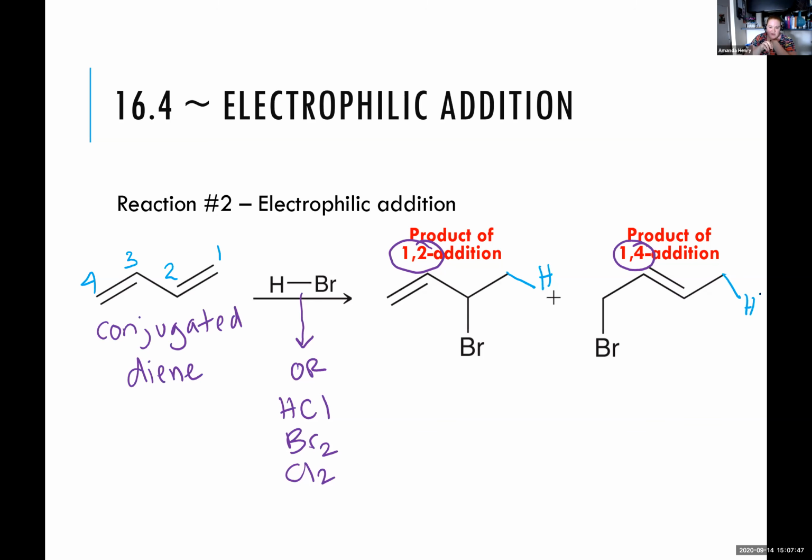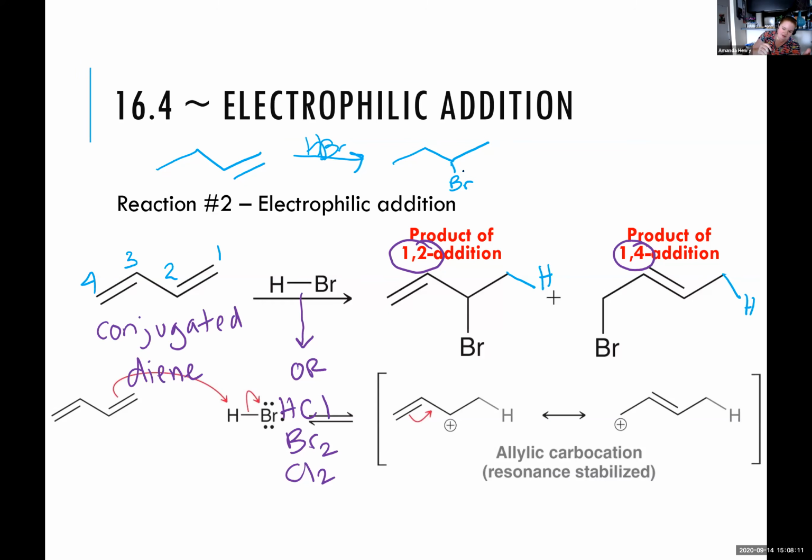So let's talk about why we get both products. The 1,2 product is the same as what we've seen before. If we react that with HBr, and I think this was the very first reaction we learned in first semester, we make this. So that's essentially a reaction we've seen from the start. The 1,4 is what makes it a little bit different.